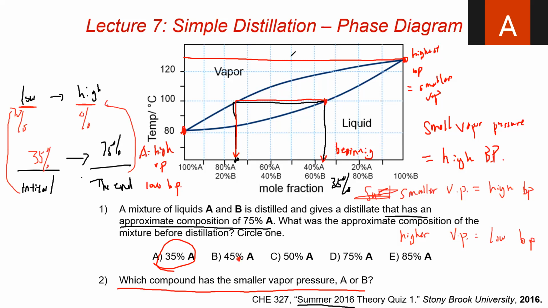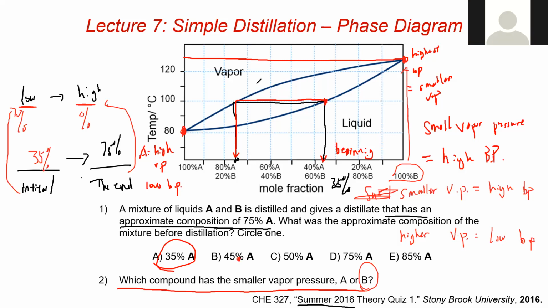I have another question. How do you know which compound actually has a smaller vapor pressure? Looking at the chart, you look at the end. So the smaller vapor pressure has the highest boiling point, and this is 100% B. Oh, okay, that makes sense. Thank you.